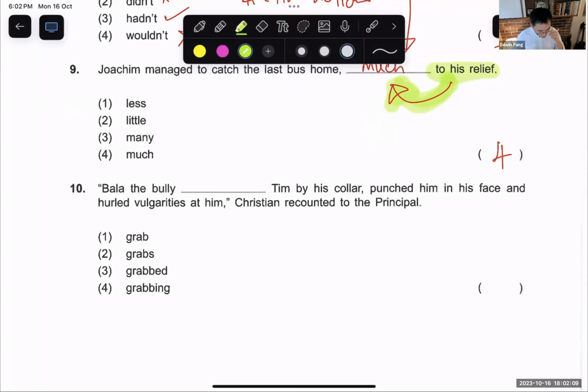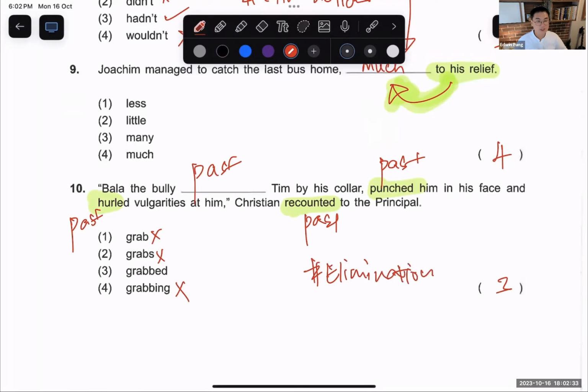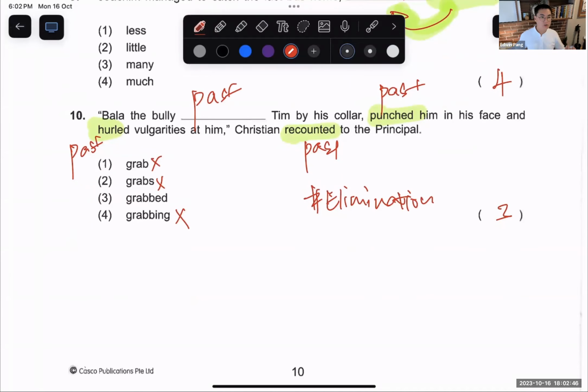Next. Bala the bully punched him and hurled vulgarities and recounted. All of these are in the past tense. So therefore, this must also be in the past tense. Consistency, right? So grabbing cannot, grabs cannot, grab cannot. Answer is 3. Again, elimination, okay? If I didn't write this, I would have finished this in 2 seconds, okay? So there are some questions you can speed through, but always use the rule, elimination or best fit, and then make sure that you check everything triple, quadruple times because you are all super careless. Okay, all good, let's go.